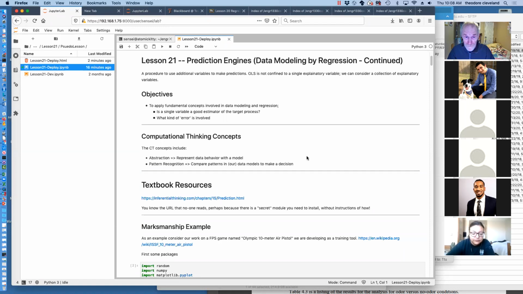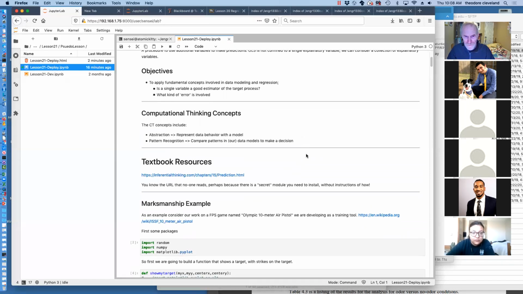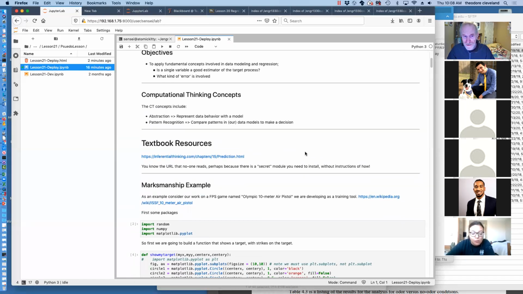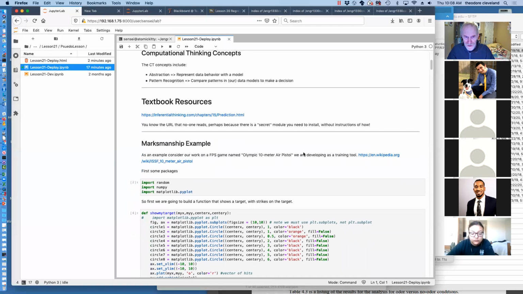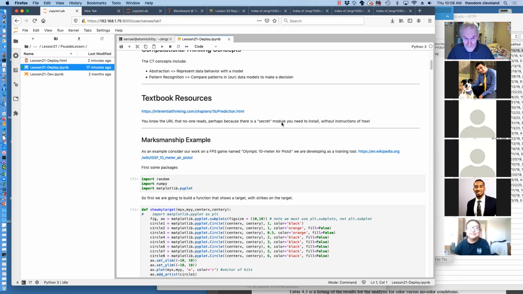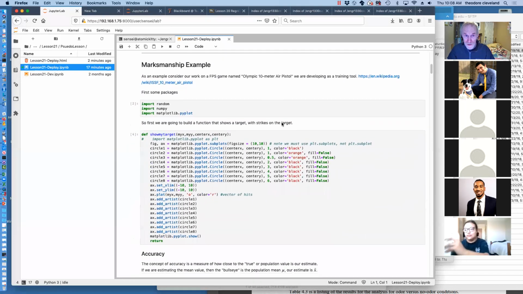Keyword here, target. And what kind of errors do we deal with? The computational thinking concepts that we're exploring are still abstraction and pattern recognition. The textbook that nobody reads is still mostly chapter 15. And let's start with an example.